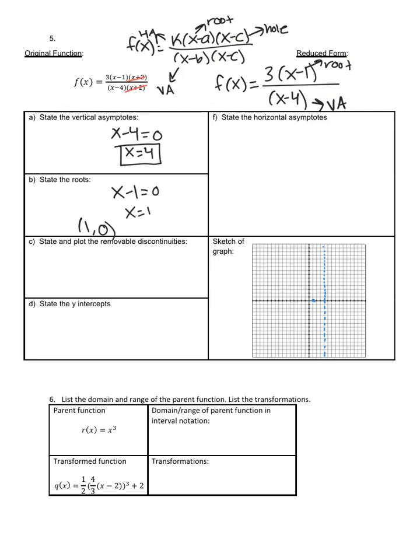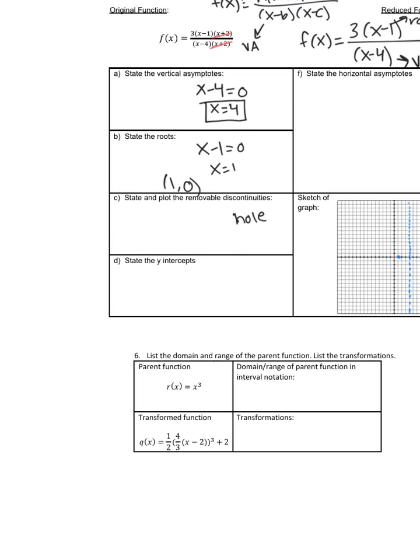Okay. State and plot the removable discontinuity. A removable discontinuity is just the hole. And you care about the x value of the hole, and your calculator is going to give you the y value. So this is just asking for the hole. Move this over. Okay, so the factor that you canceled on the top and the bottom originally was x plus 2. So you're going to flip the sign. So the x value of the hole is at negative 2.